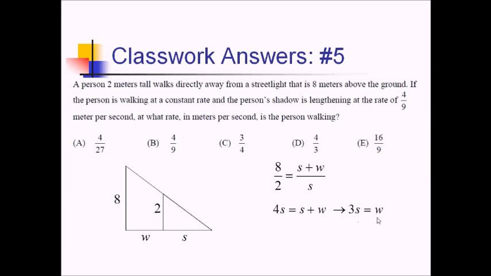At this point, I'm going to go ahead and implicitly differentiate with respect to time. So this is going to be 3 dS over dt equals dW over dt. And dW over dt is exactly what we're solving for, so this actually worked out pretty well. So we just have to do 3 times the rate of change of the shadow. What's that? Well, that's this 4/9 number they gave us up here. So that is just 3 times 4, so 12 over 9, which reduces to 4/3, and that'll be meters per second. That gives us choice D.